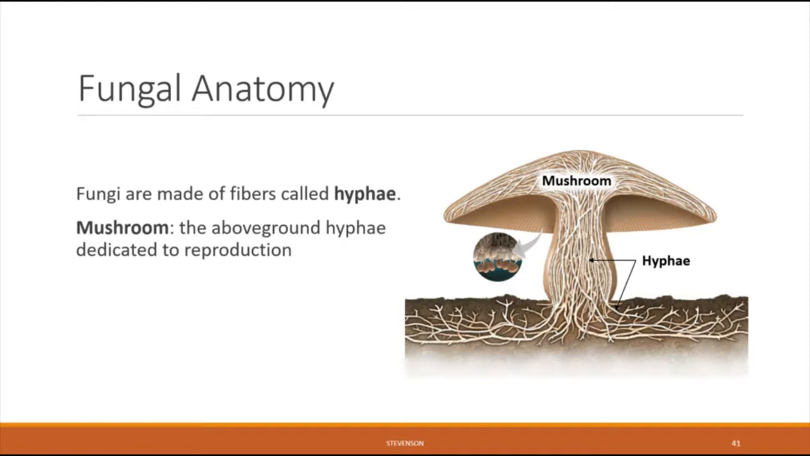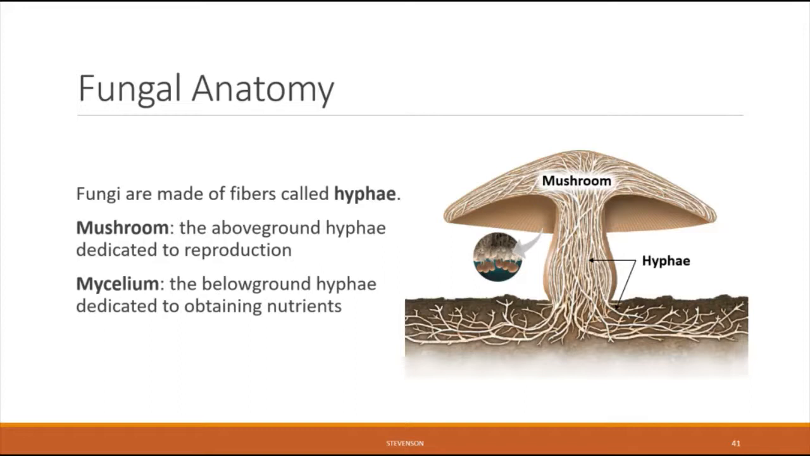reproduction. The mushroom is the component of the fungus that creates the spores, which are the tiny reproductive cells of the fungus. Below ground, there are hyphae that are called mycelium, and these are dedicated to obtaining nutrients for the mushroom. So, kind of like in a plant, we have the roots down here, which in a fungus are called mycelium, and we have the mushroom up here, which is dedicated to reproduction. And underneath the bottom part of the mushroom on its gills is where you find the spores that are the reproductive cells. And fungal reproduction is really strange, so it bears more discussion.